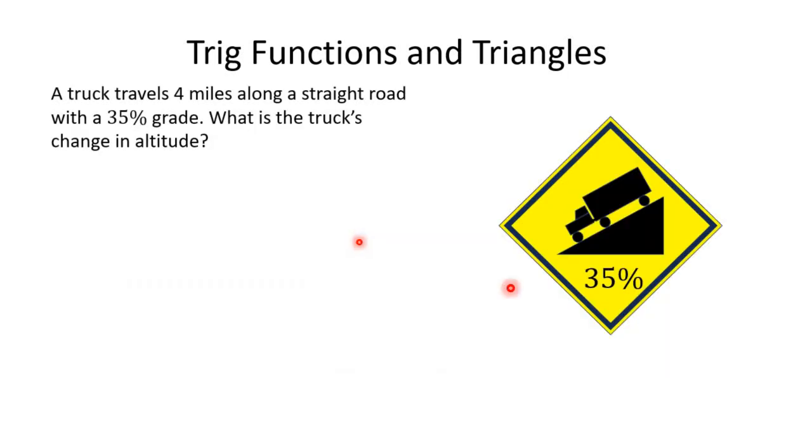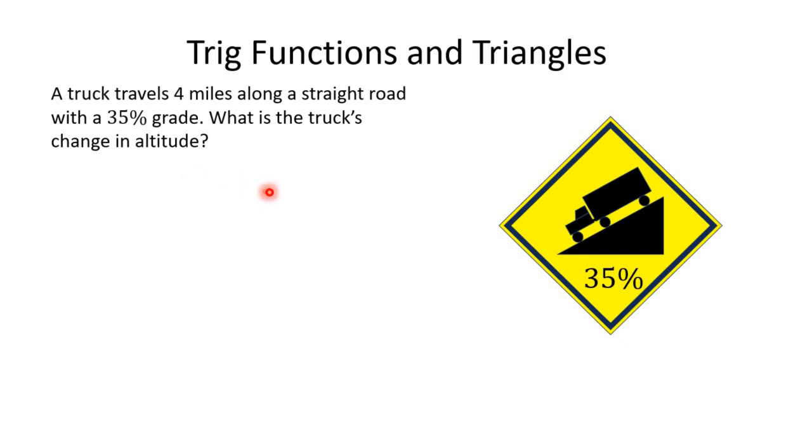All right, so here's a sign you sometimes see on the road if you're in a mountainous region. It tells you the grade. So this road has a 35% grade. A truck travels 4 miles along a straight road with a 35% grade. What is the truck's change in altitude?